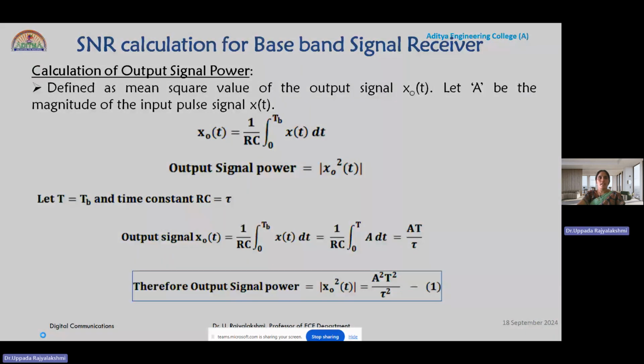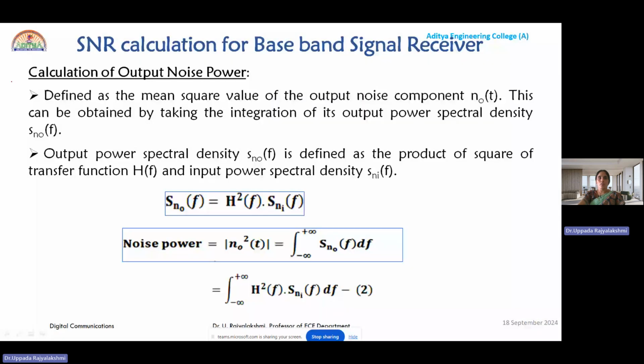Let us calculate the output noise power, which is defined as the mean square value of the output noise component n naught of t. Mathematically, noise power can be expressed as the integral from minus infinity to plus infinity of S n naught of f df, where S n naught of f represents the output noise PSD, which can be expressed as the product of the square of the magnitude of the transfer function and the input noise PSD. Because here we are assuming the input noise as white in nature, S n i of f is constant at some value, which is n naught by 2. Let us assume it as n naught by 2.